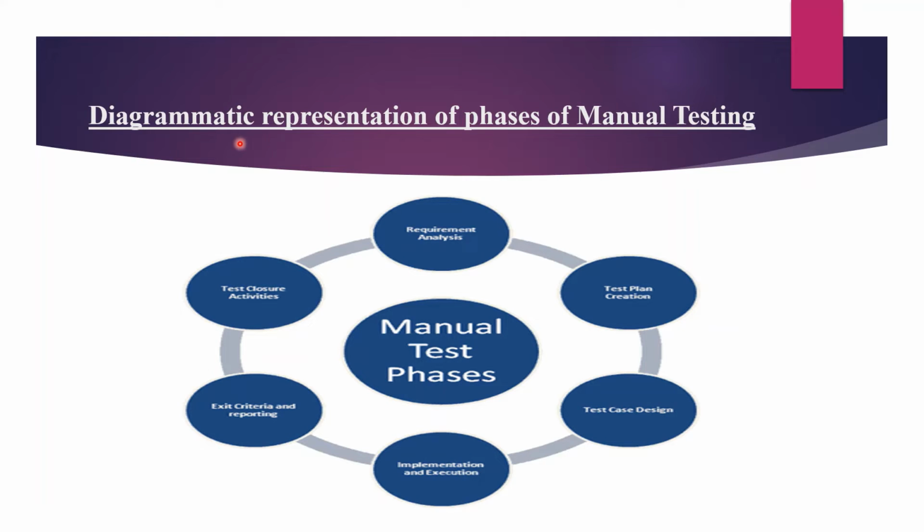The diagrammatic representation of the phases of manual testing shows how manual testing is started. First of all, the QA team gathers the requirements after the development of the particular application. That means they first understand the different modules present in the application. After understanding the end-to-end application, they prepare the test plan creation.